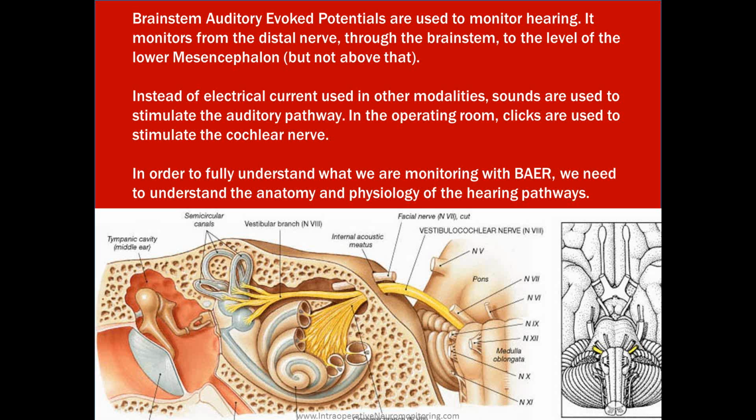In order to fully understand what we are monitoring with BAERs, we need to understand the anatomy and physiology of the hearing pathway. In that lower picture on the left, we have the outside of the ear with the tympanic membrane. When you hear a sound, that vibrates, which sends the bones off to vibrate, which sends off this cascading event of fluid causing hair cell deformation, or just sweeping it to the side. We'll get into that whole process of how it changes from a mechanical to a sensorineural process. And then in the lower right-hand picture, you can see where cranial nerve 8 is coming into the brainstem. It's that yellow cranial nerve marked there.